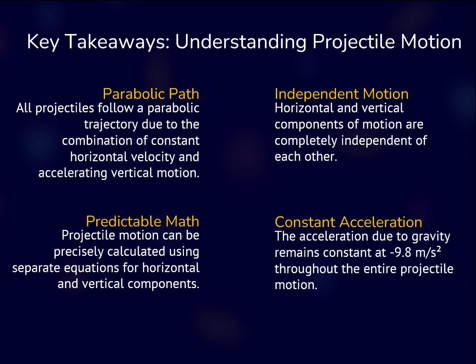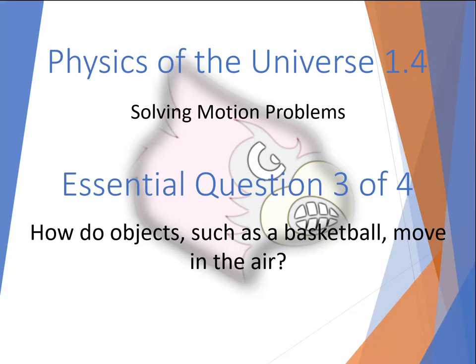So to sum up, our key takeaways. All projectiles follow a parabolic path. Horizontal and vertical motions are independent from one another. Gravity causes constant acceleration, negative 9.8 meters per second squared. And motion can be predicted with math. And yes, parkour athletes unconsciously use it every time they jump. At this point, you should be able to generate a full and appropriate response to today's essential question: How do objects, such as a basketball, move in the air?